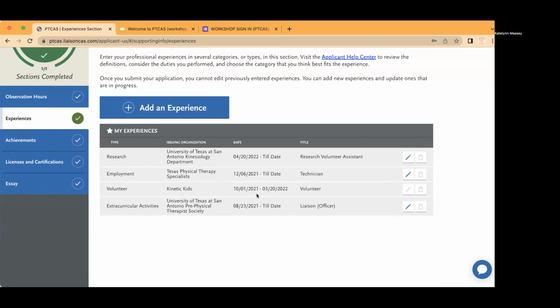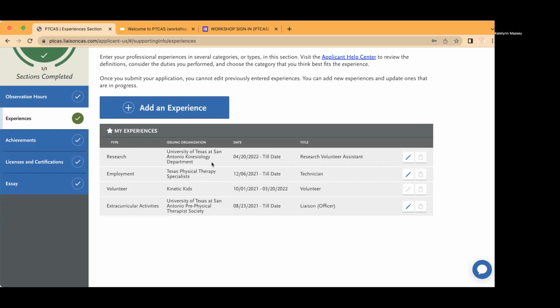So experiences, this is what it looks like. Following up on that question, you just put what type of experience it is: research, employment, volunteer. You put the organization, so the University of Texas at San Antonio Kinesiology Department. That's what I did research with. Kinetic Kids, the Pre-Physical Therapy Society, and Texas Physical Therapy Specialist. Then you put the dates you were involved there and your title. And that's basically it.